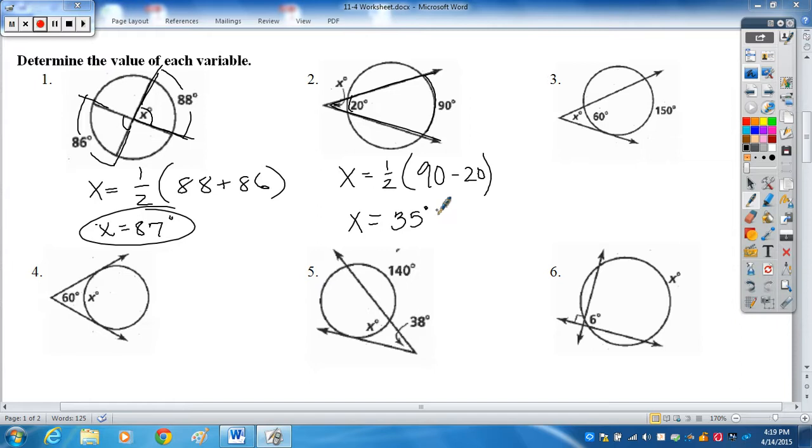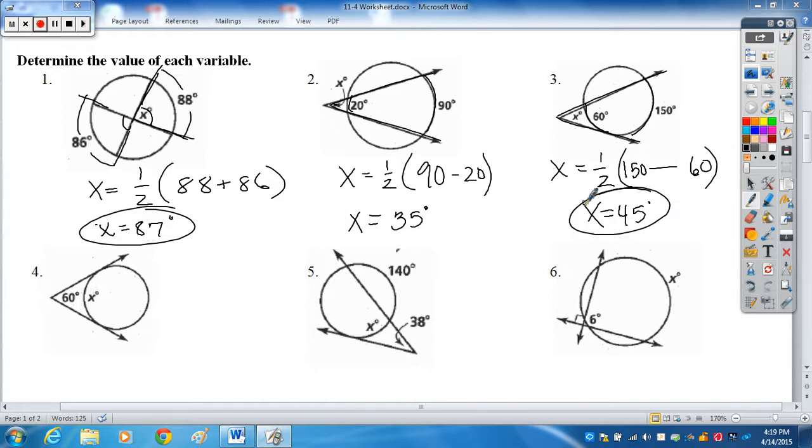If we look at number 3, we've got the angle right here, which is x. The angle being on the outside is going to be half the difference of those two intercepted arcs. One arc is 150, and the other arc is 60. Half the difference: 150 minus 60 is 90. Half of 90 is 45 degrees. So there are the first three problems.